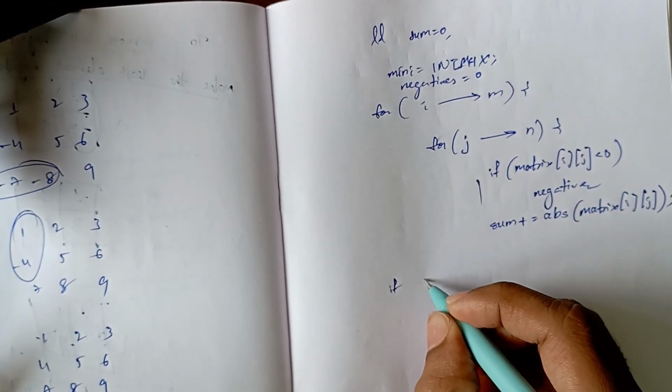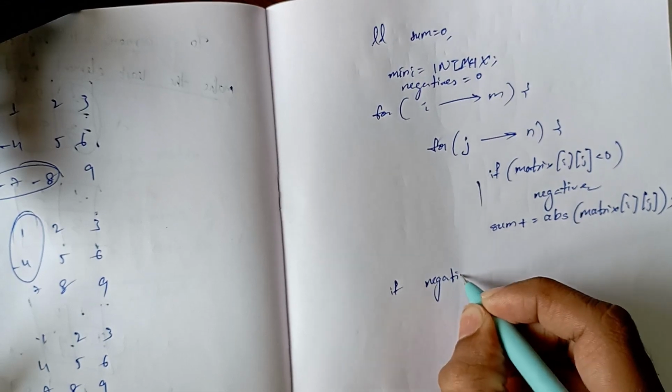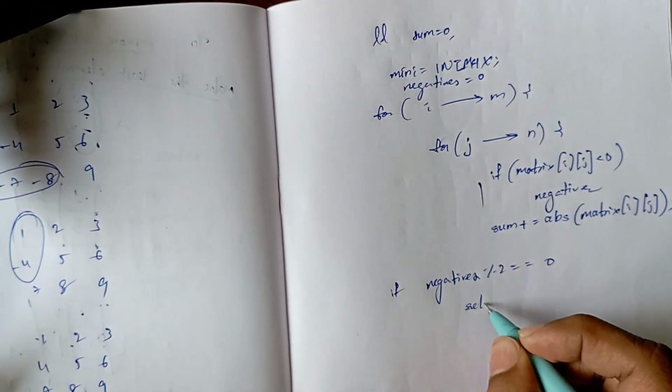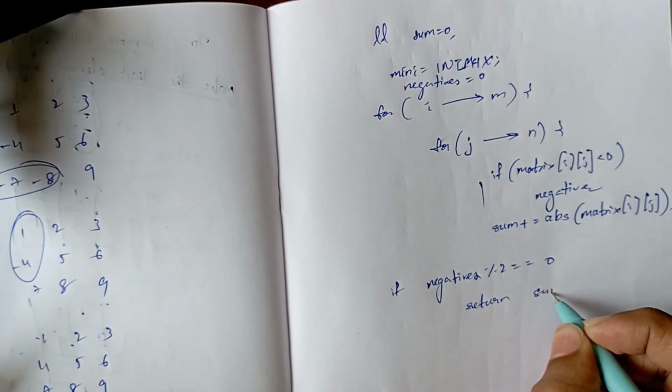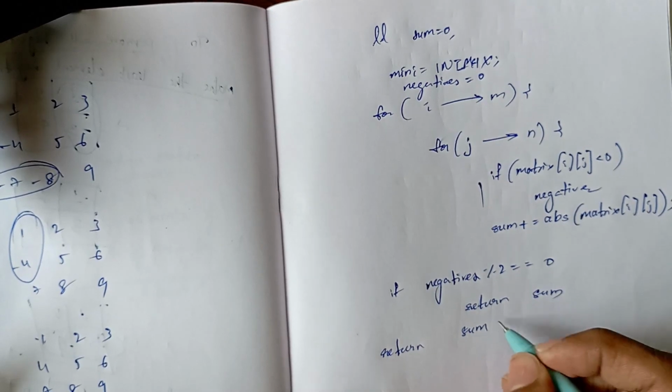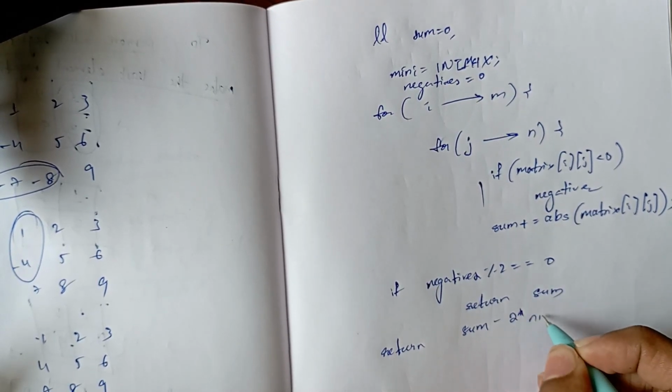And then if negatives are even, then return sum. If not, we need to return sum minus 2 times min.